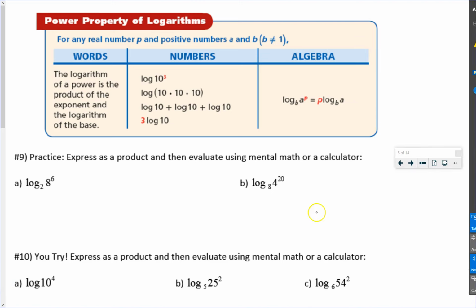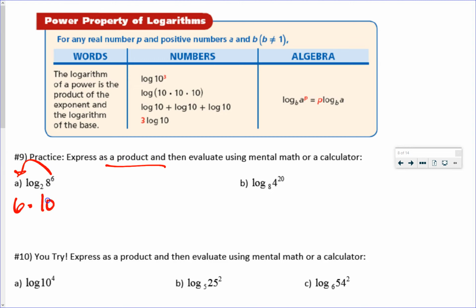All right, so with this guy, it is still a two-part question. It wants me to write it as a product first. That means move the power to the front. So this becomes 6 times log 2 of 8. So that's my product. And then it wants me to evaluate still. So I'm going to evaluate the log piece. Log 2 of 8 equals what? It's 3, right? 2 to the power of 3 is 8. So this is the same thing as saying 6 times 3, which equals 18. So again, I need the red and I need the blue. Okay, so when you evaluate, you still evaluate the log. You have to then multiply it by the power that you moved up front.